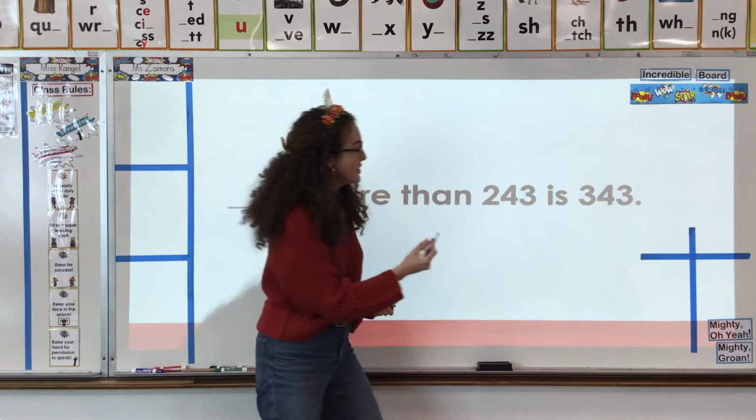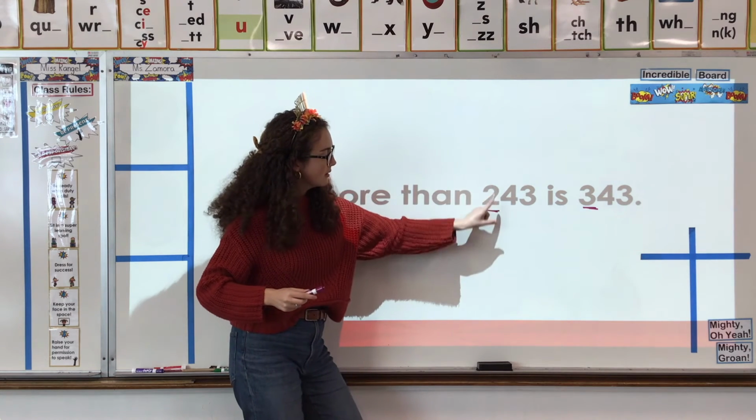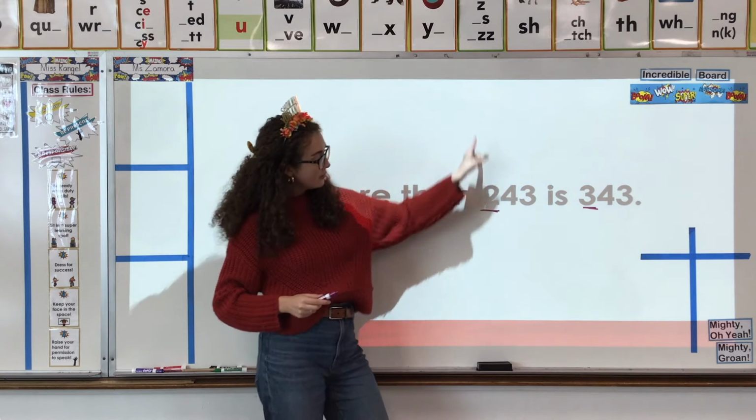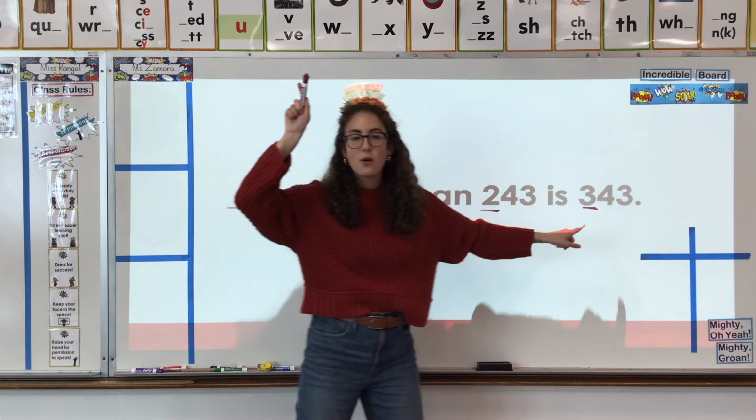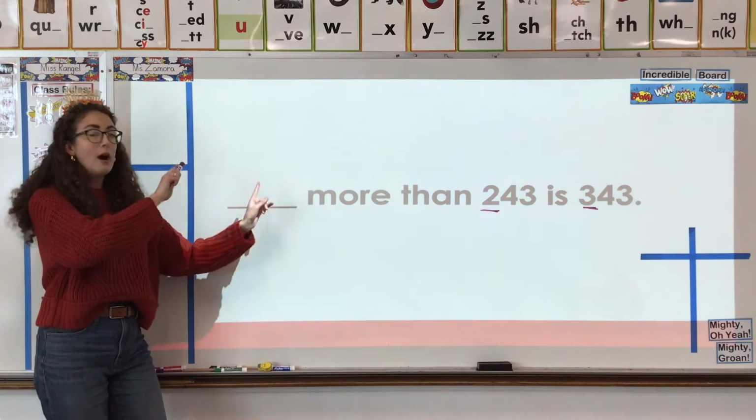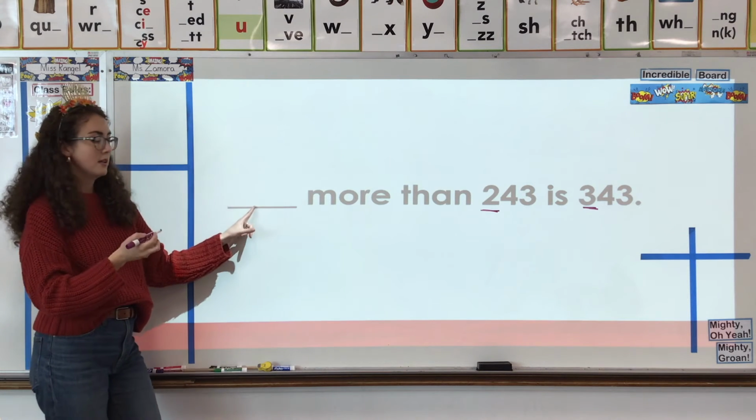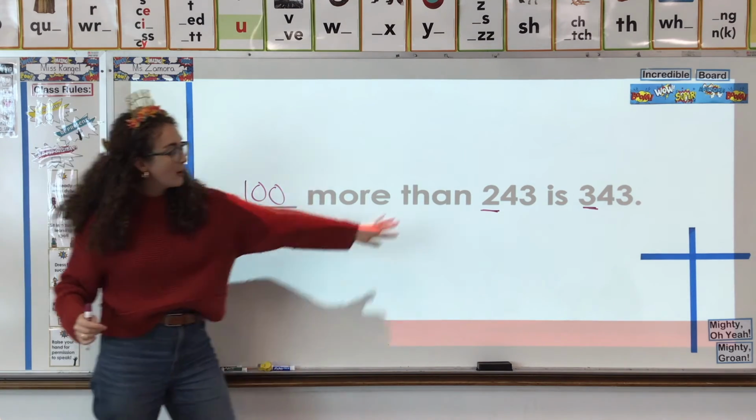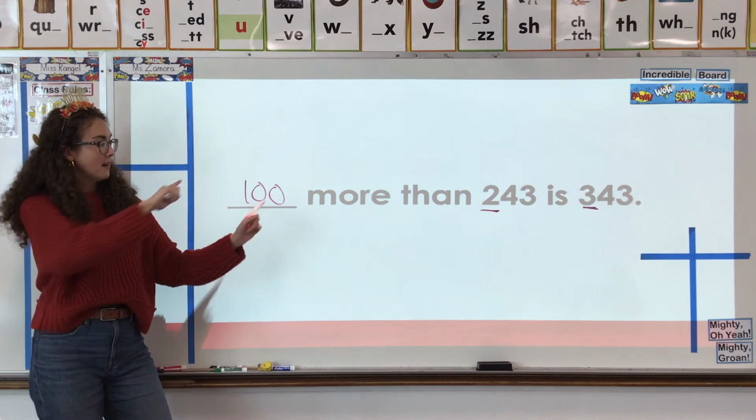The hundreds changed. What did you notice? It went from how many hundreds? 200s to 300s. We went up. We were adding. So how much did we add to these numbers? They differed by what? By 100. Because from 200 to 300, we had to add 100.